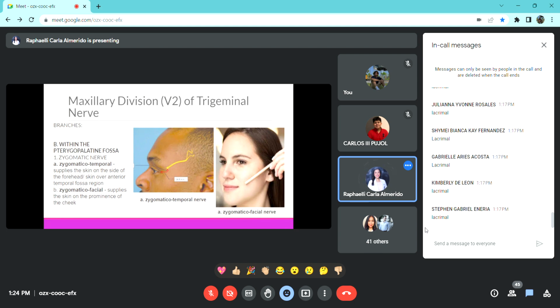With regards to the location, it is usually 16.9 mm from the corner of the junction of your eyes. It supplies the skin on the side of the forehead, or the skin over your temporal fossa region. Whereas the second branch, the zygomatico-facial, supplies the skin on the prominence of the cheek.